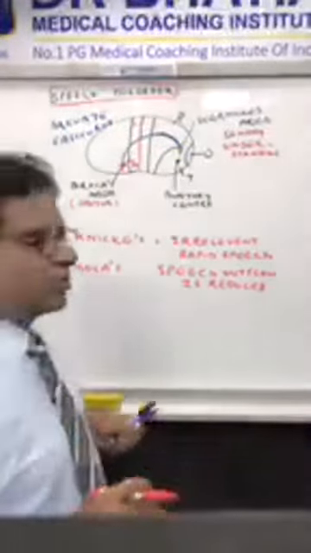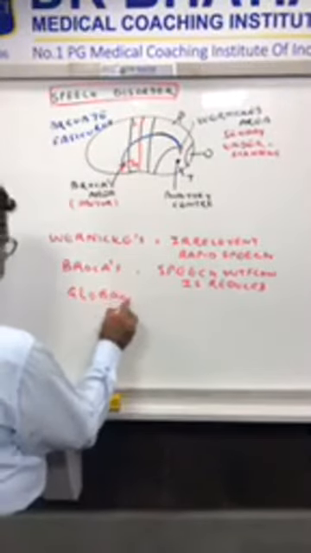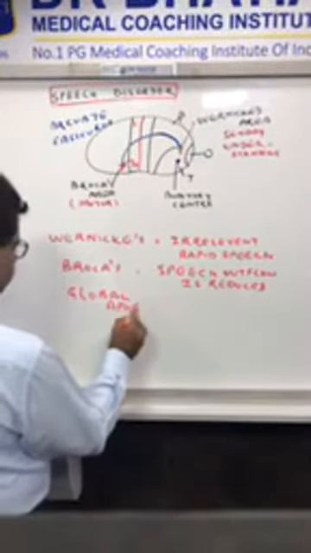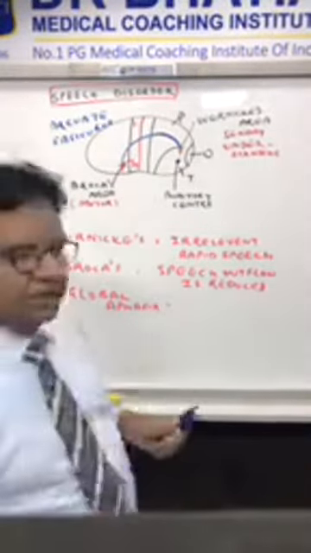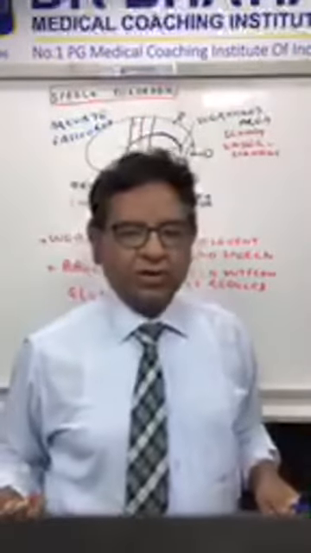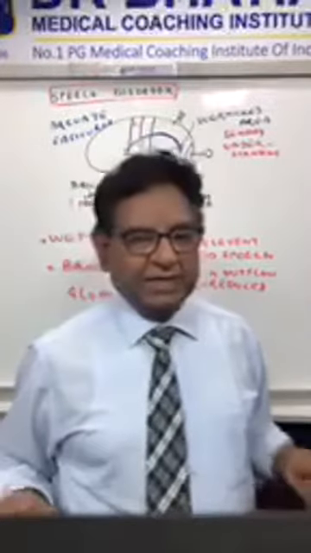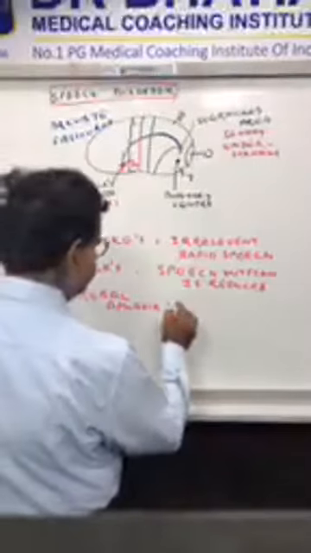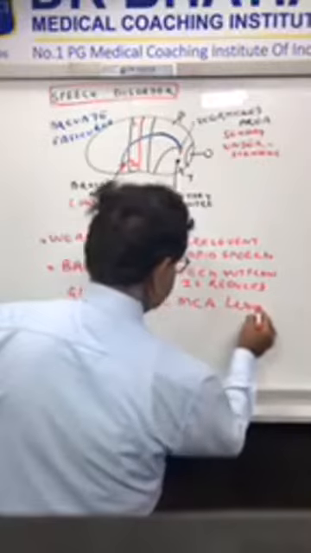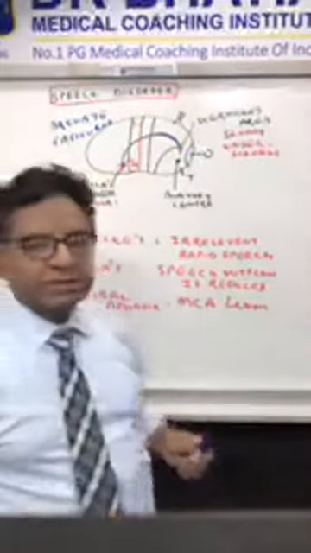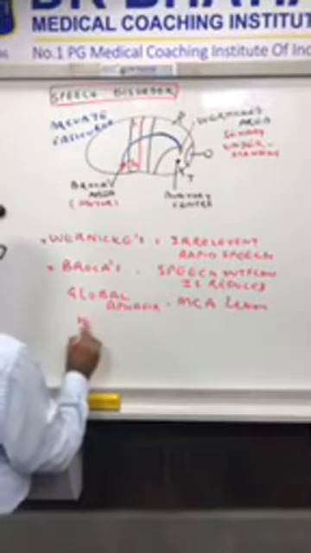Well, we have a term called global aphasia. This is when both these are involved. When both Wernicke and Broca's are involved, then we call it global aphasia. That means neither can he understand, nor can he speak out. And this typically occurs in middle cerebral artery lesion, because the middle cerebral artery supplies both these centers. Right?